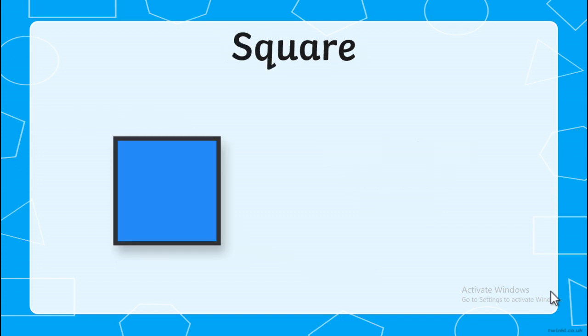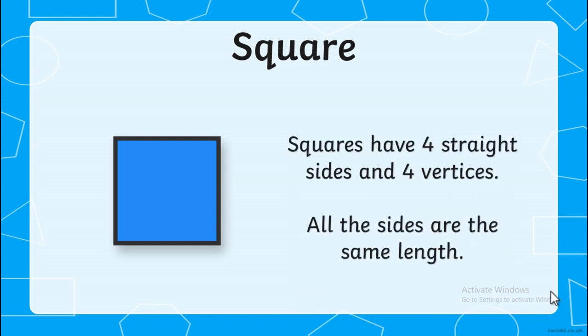How about the square? How many sides does it have? Excellent, it has 4 sides. And how many vertices? Again, 4 vertices. And you know that the square has all its sides equal, the same length. So a square has 4 straight sides and 4 vertices. All of the sides are the same length.